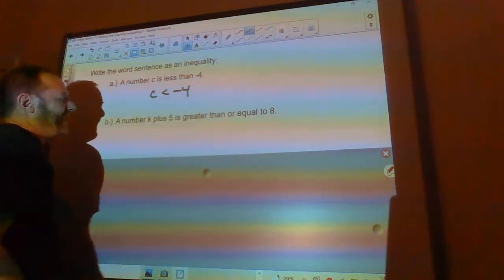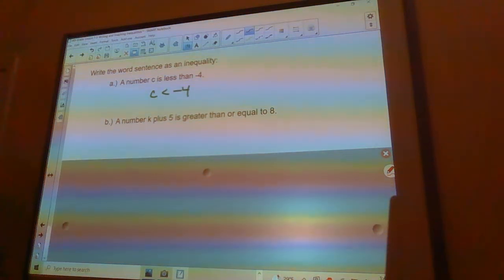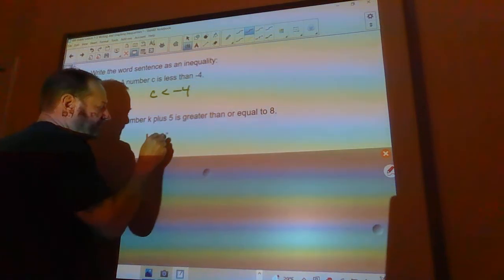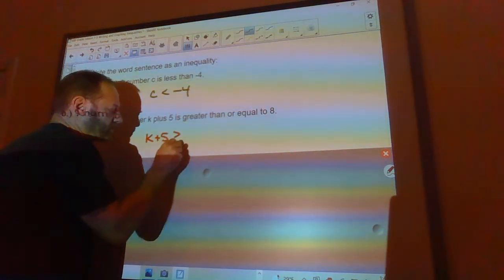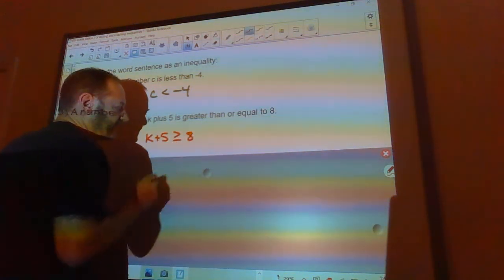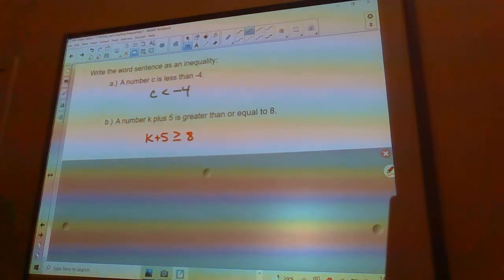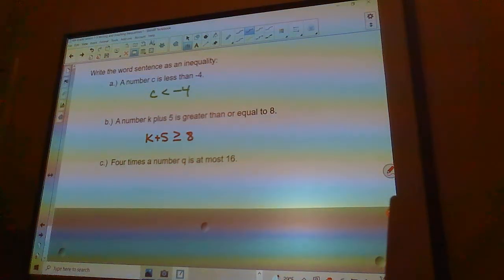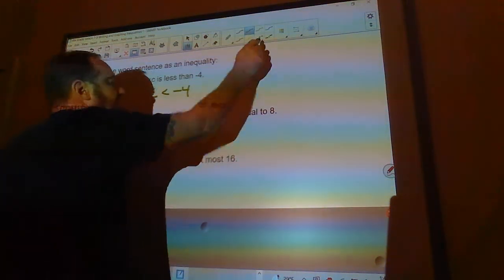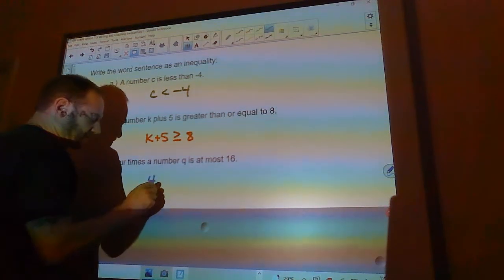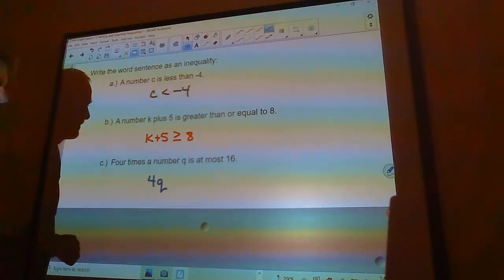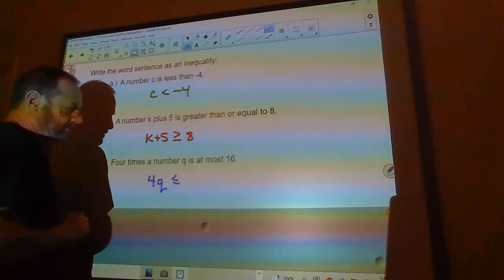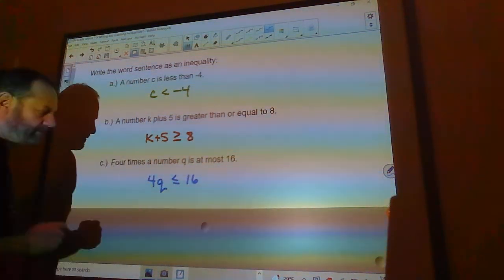A number K plus 5 is greater than or equal to 8. So K plus 5 is greater than or equal to 8. Four times a number Q is at most 16. Okay, so 4 times a number Q, that's not hard. Is at most. That means that it's less than or equal to 16.